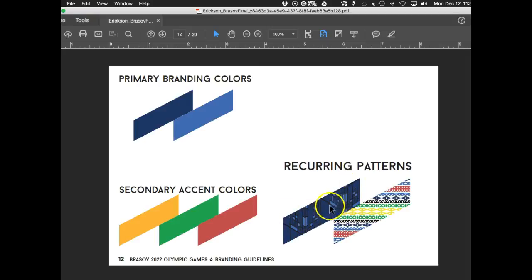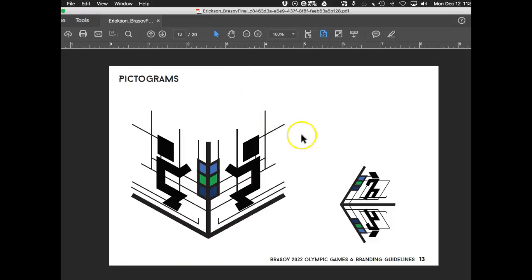Recurring patterns. Why are these the patterns? What is the reasoning and the thought behind them? Secondary accent colors. Why yellow? Why green? Why red? Explain. Describe. Primary colors. Why? Describe. Pictograms. What are these representing? What do they mean? What are they symbolic of? Where is the idea? Where did the concept originate, and how was it cultivated?